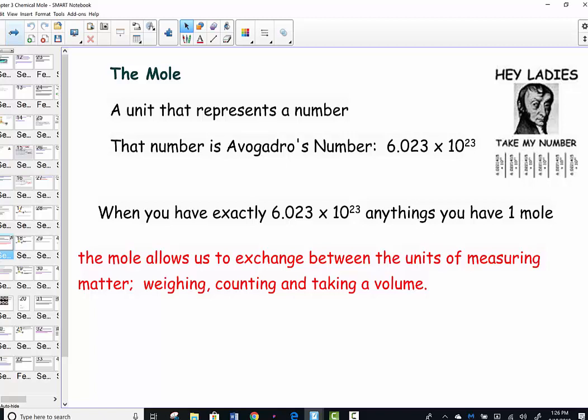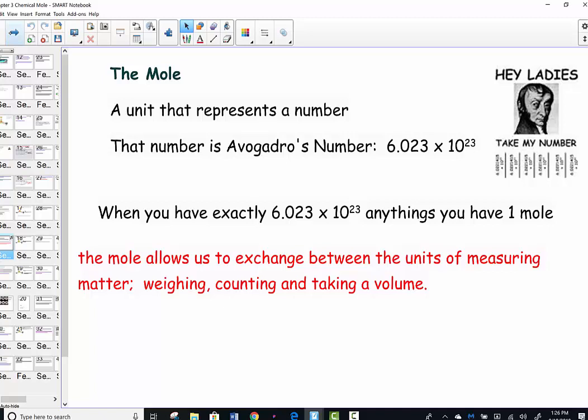6.02 times 10 to the 23rd is called Avogadro's number. He did not count it. He did not determine it. It was an honorary naming of this scientist. Avogadro's number is 6.023 times 10 to the 23rd power. That's 23 zeros after that number. Do you see how significantly large that number is?